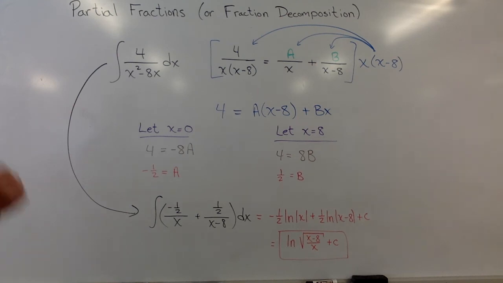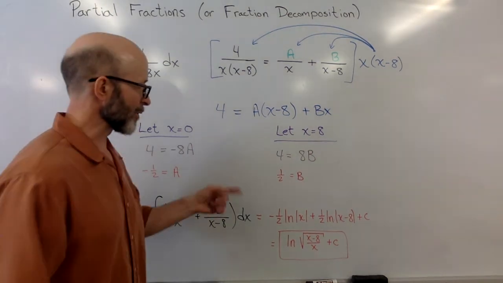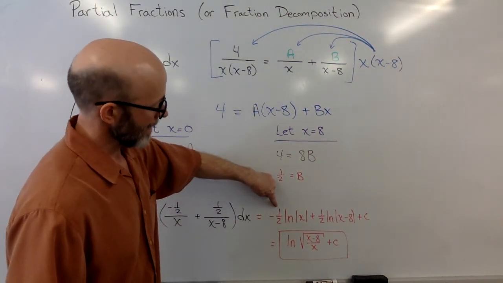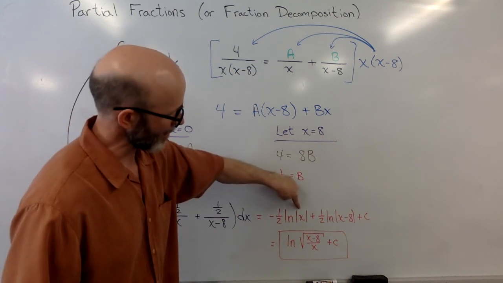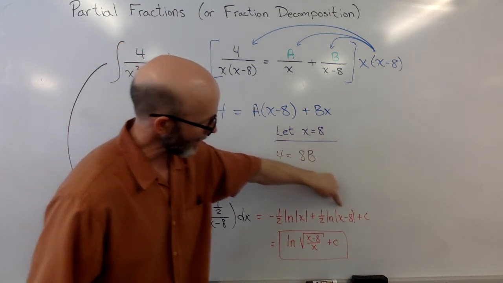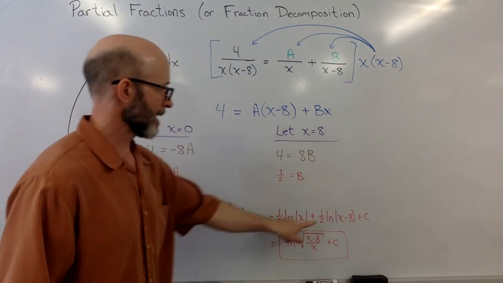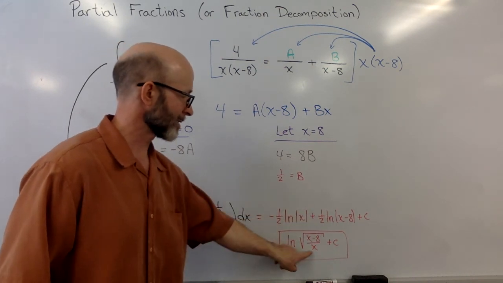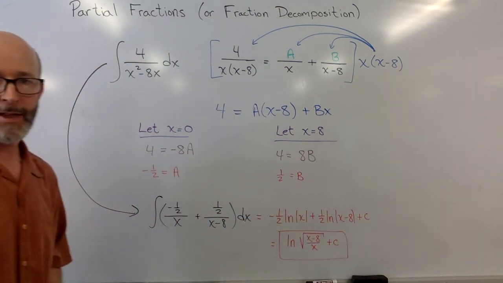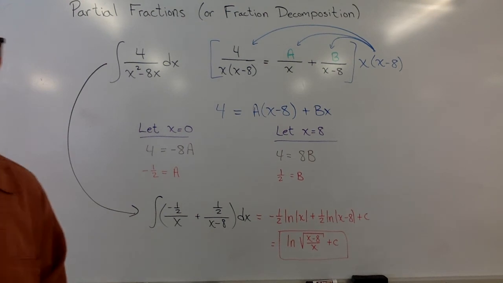Now, this last step, I'm just playing with you. I'm seeing if you remember all your logarithm rules. If there's a 1/2 out front, that means the square root of x. And if there's a 1/2 here, that means the square root of x minus 8. Adding and subtracting means multiplying or dividing. That is your final answer there.